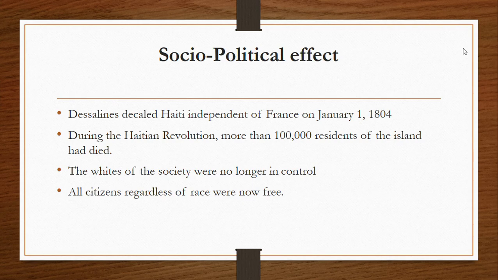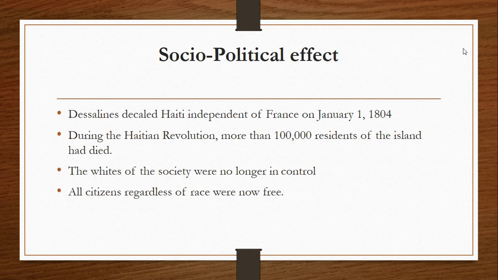Secondly, during the Haitian Revolution, more than 100,000 residents of the island died. This is a social issue because this meant that the population declined, which will lead to other effects that we'll look at.